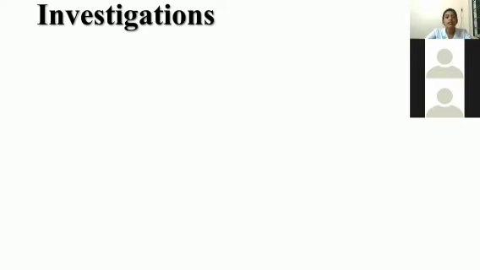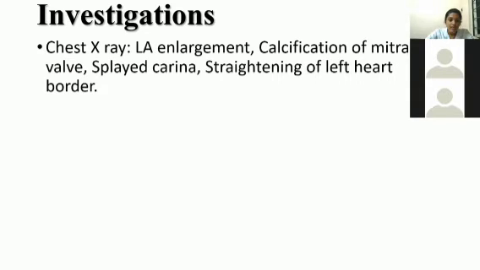Then what all investigations do we have to do for identifying these valvular disorders? Chest X-ray. In the chest X-ray, what will be there? Left atrial enlargement, because due to continuous pressure, there will be left atrial enlargement. So that is visible in the chest X-ray. Calcification of the mitral valve. Due to mechanical stress, it can be calcified or fibrosis can happen. So that's why the valve can't open. So that may be there.